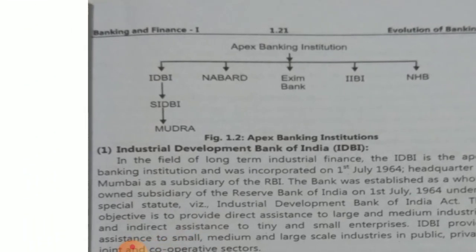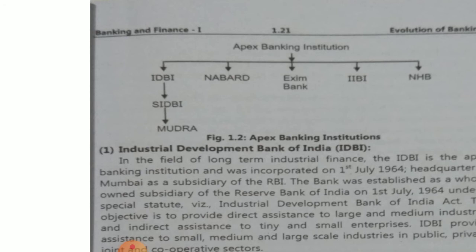Under that we have Industrial Development Bank of India. Under Industrial Development Bank of India we have SIDBI, that is Small Industrial Development Bank of India. Under SIDBI we have Mudra. Okay, those are the Mudra banks. Then you have NABARD. NABARD is also related to the agricultural sector in India. Then you have Exim Bank. Exim Bank is related to the import or export in India. Then you have IIBI. IIBI is related to the Industrial Investment Bank of India. And the last one is NHB. It is National Housing Bank.